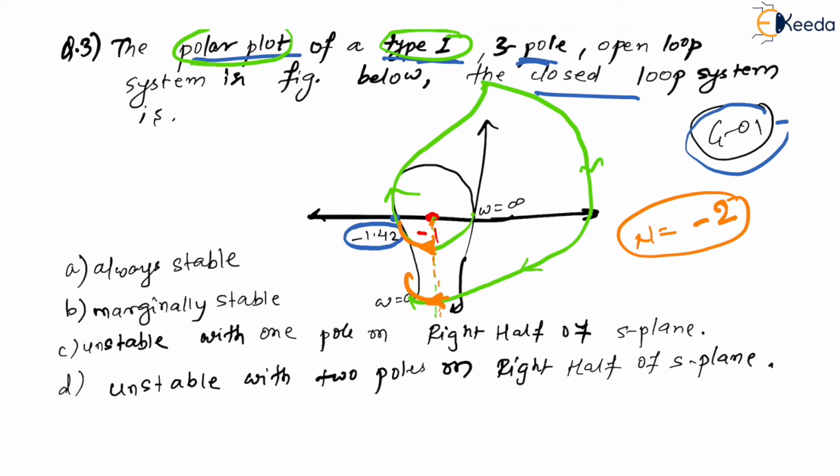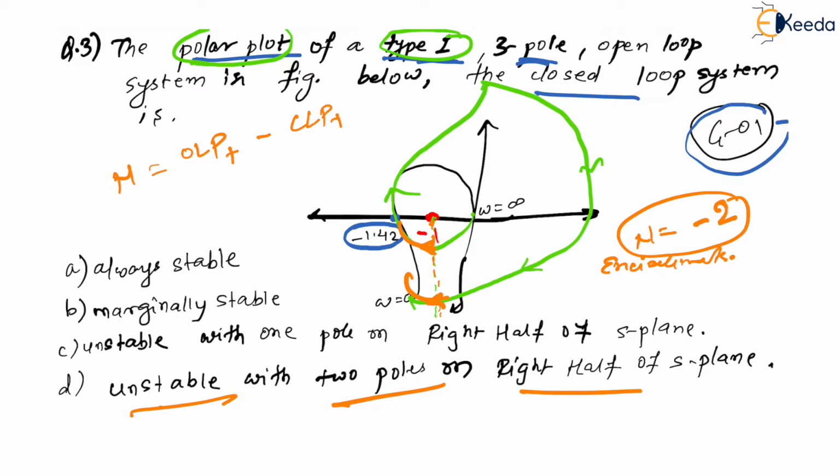Is that correct? What does this mean? This means that you have got two poles on the right half of S-plane. So the answer is the system is unstable with two poles on the right half of S-plane. Why? Because encirclement is minus 2. Because N is equal to OLP plus minus CLP plus. Is that correct? Open loop poles minus closed loop poles at RH.